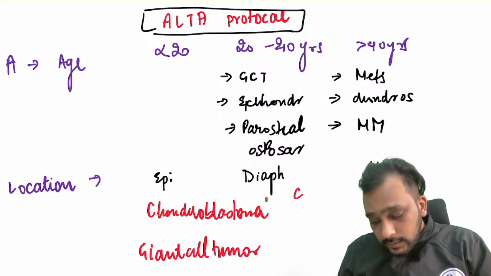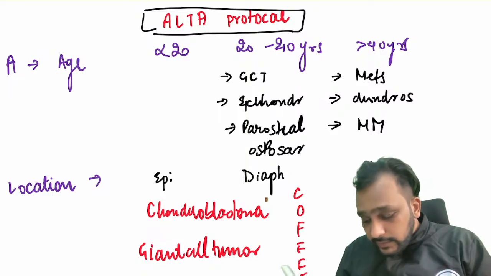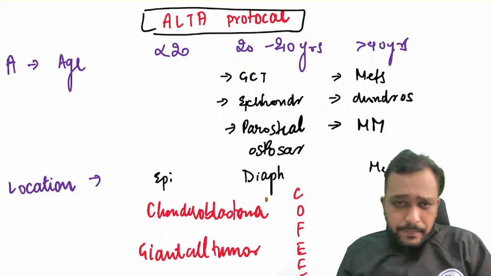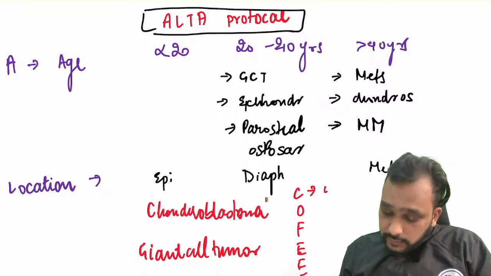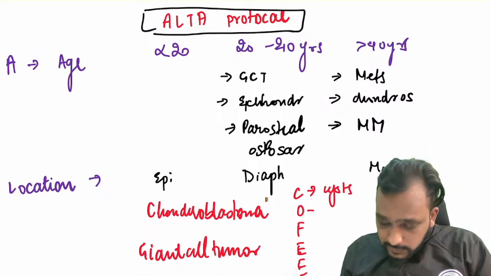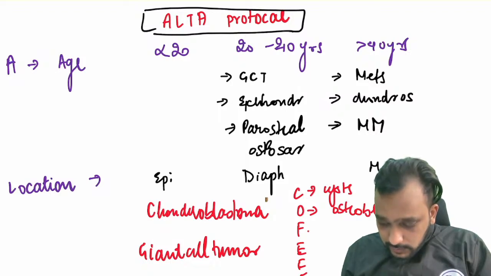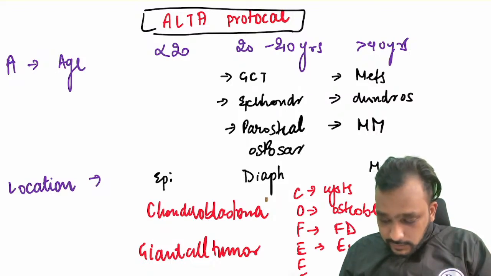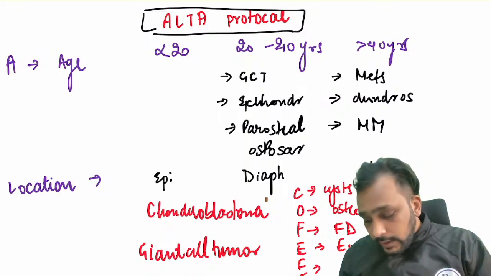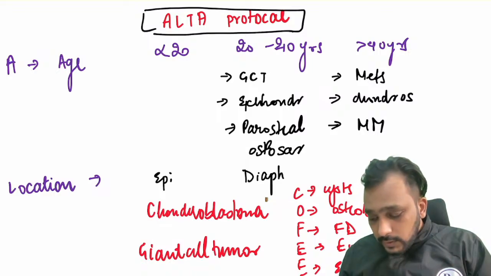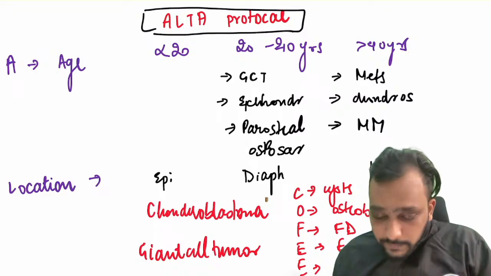Tumors common in the diaphysis can be remembered with the mnemonic COFFEE. C stands for cyst, O for osteoblastoma, F for fibrous dysplasia, E for Ewing sarcoma, and E for enchondroma. So these are the tumors that you can remember.